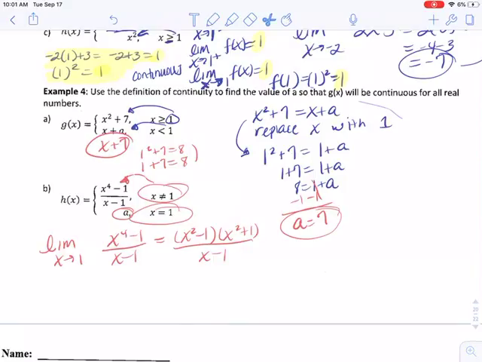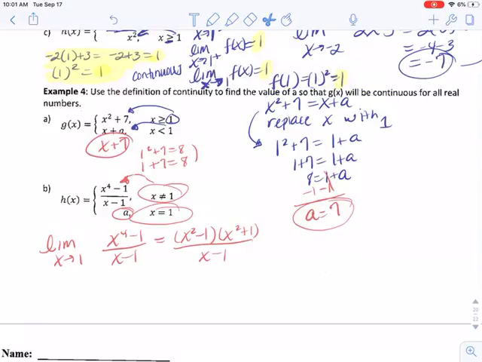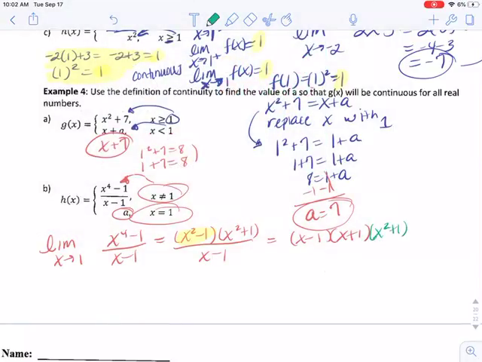Move this out of the way. All right, now I can factor this some more. This x squared minus 1 can be factored more. So that's x minus 1 times x plus 1. That's how that factors. That x squared plus 1 cannot be factored, so I leave it as is, x squared plus 1 over x minus 1. Cancel out the x minus 1. That's what the goal is, to get rid of that x minus 1.